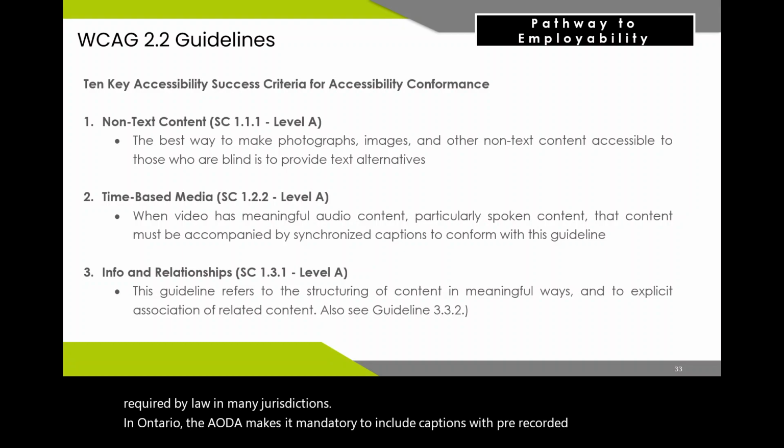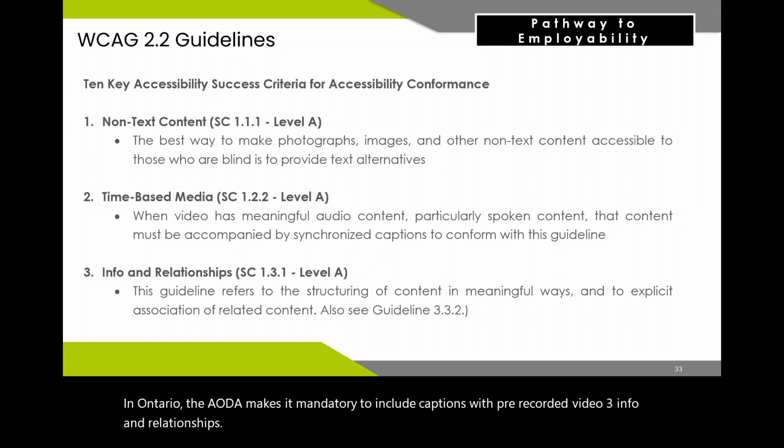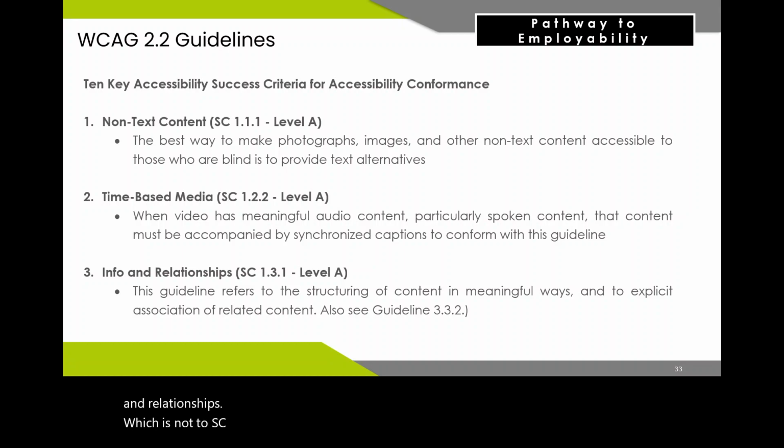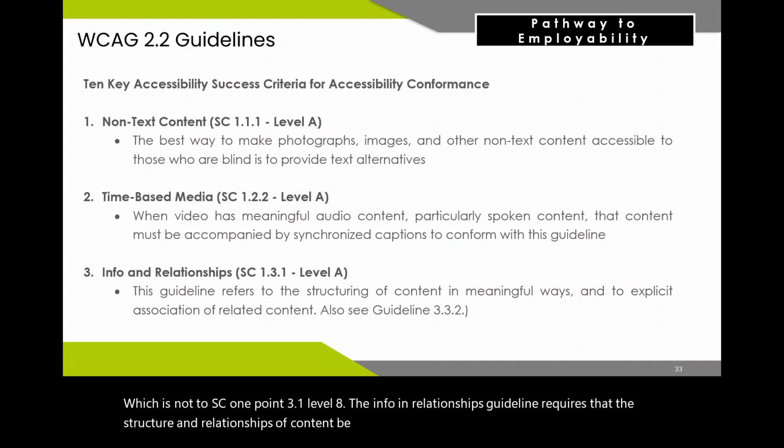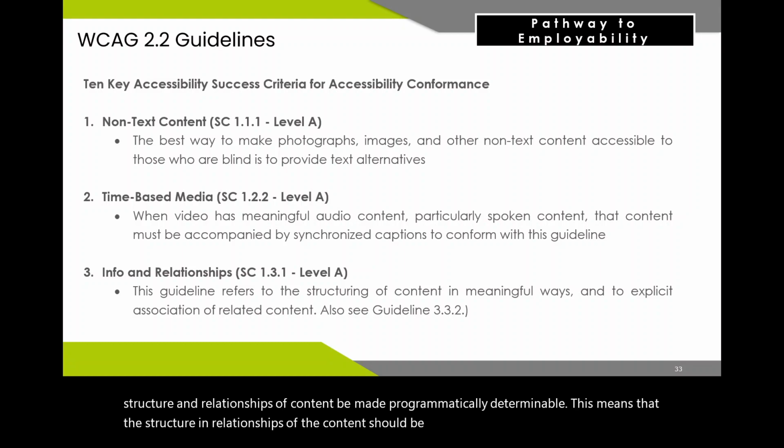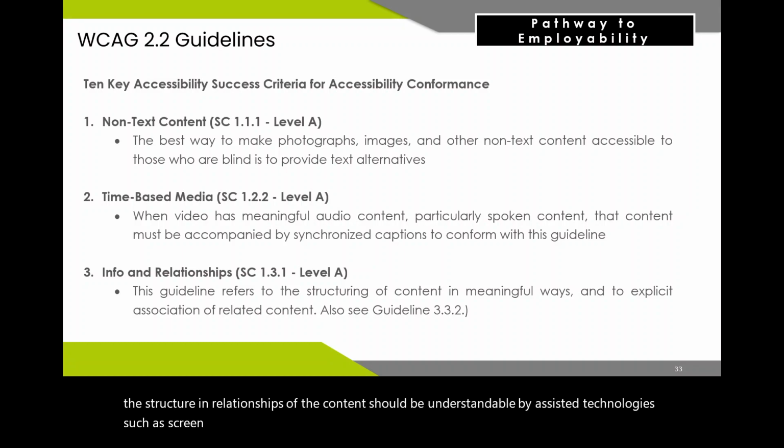3. Info and relationships, which is mapped to SC 1.3.1, Level A. The Info and Relationships guideline requires that the structure and relationships of content be made programmatically determinable. This means that the structure and relationships of the content should be understandable by assistive technologies, such as screen readers. Here is an example of how the Info and Relationships guideline might be applied to a web page.